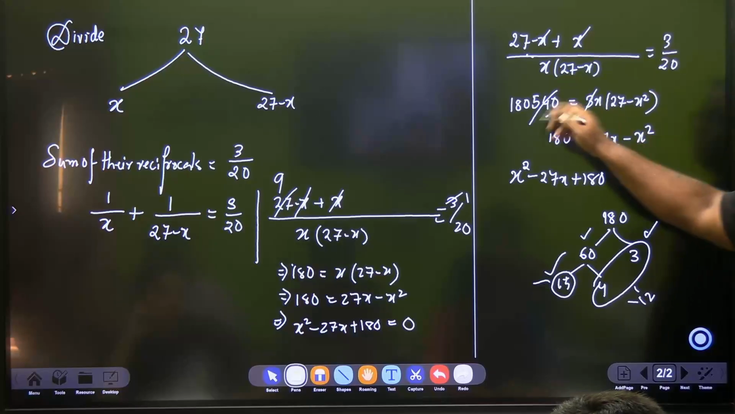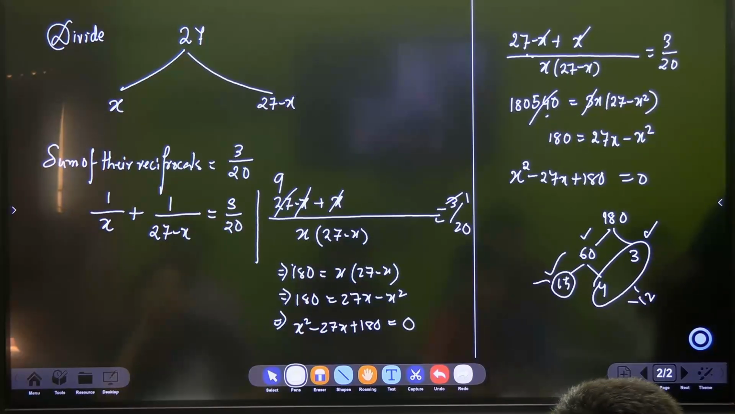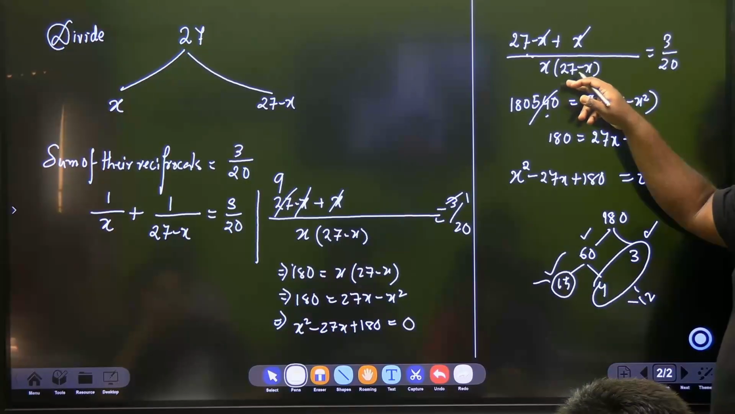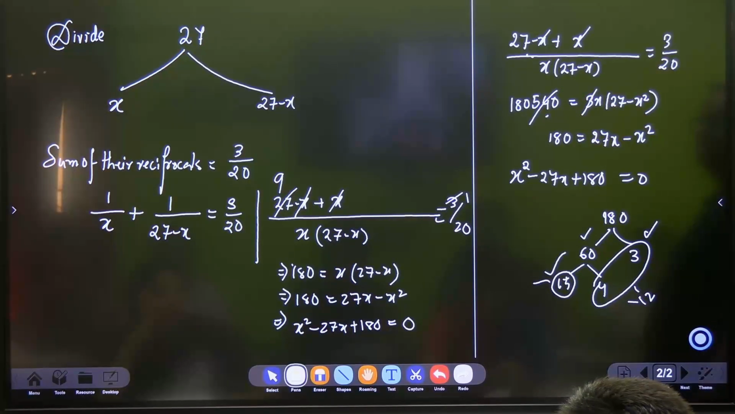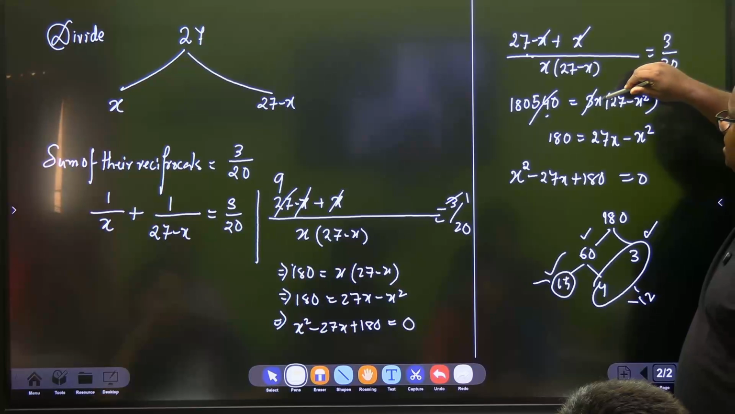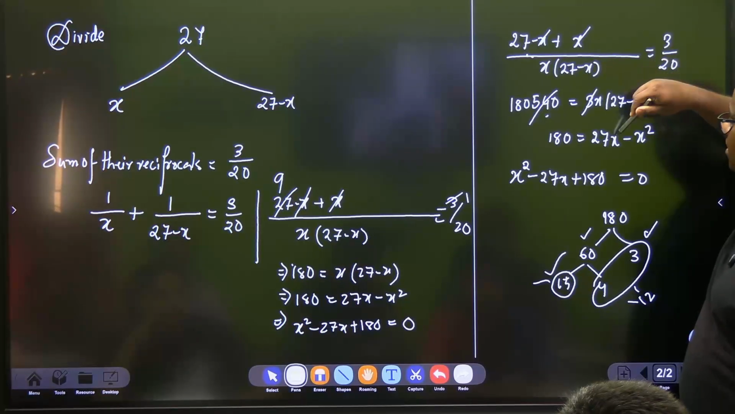Now 3 you cancel, 540 is 180. If you do 27 minus x squared, where? Here, you want to solve it here itself. No, so she's solving that with 3 cancels 540. X multiplied by 27 minus x. X will multiply. So x is multiplying in this step. X into 27 is 27x.